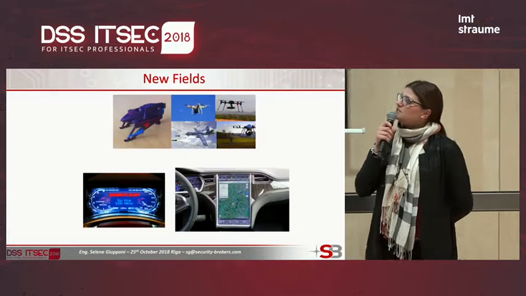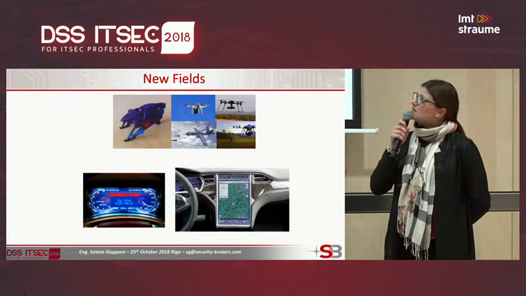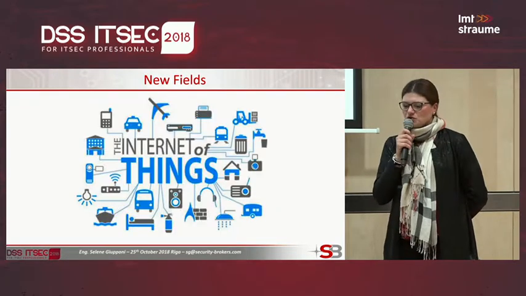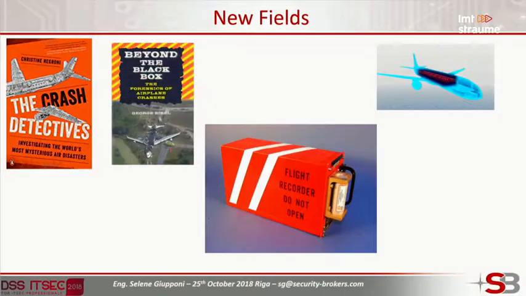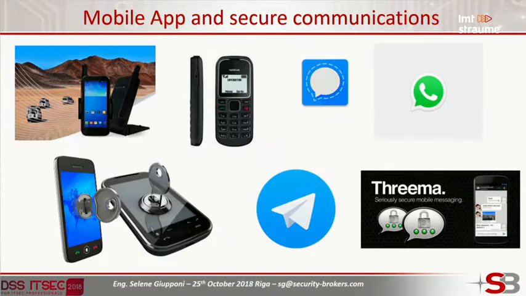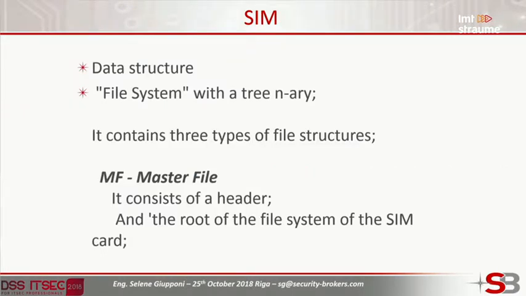So, a new field of digital investigation about cars, drones, avionics, and all the Internet of Things, but also the mobile part. So what about the first important part, where we can also find some information about malware? It depends, because sometimes it's not just on the file system, but we can also find something located in the SIM card, so in the file system of the SIM card.